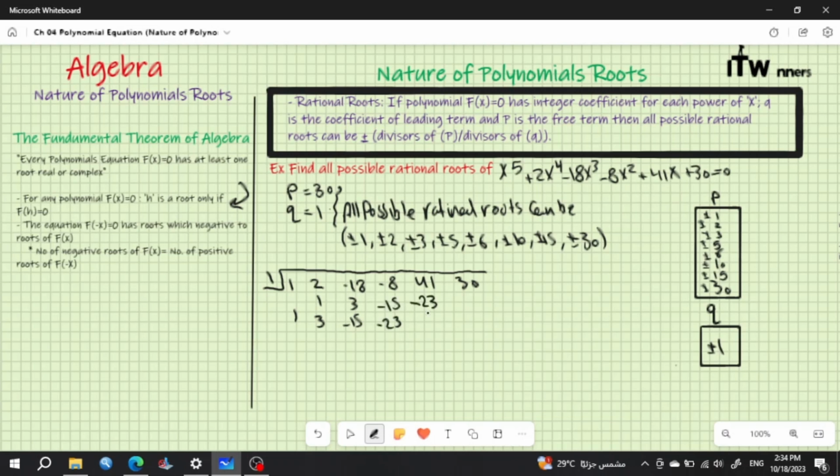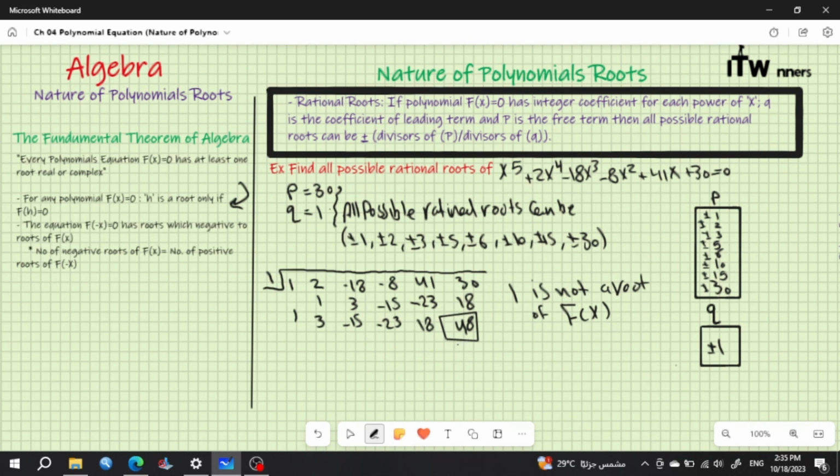We have here 18. 18 times 1 equal to 18. So we have here 48. So the remainder here isn't 0. Then 1 is not a root of f of x. Move to the next number.